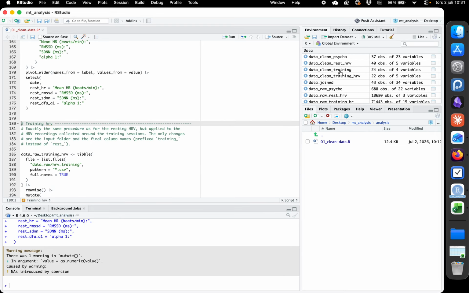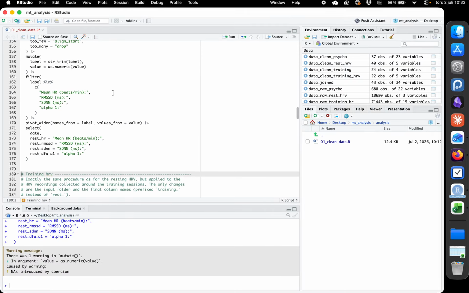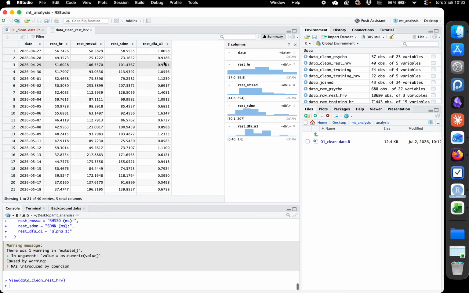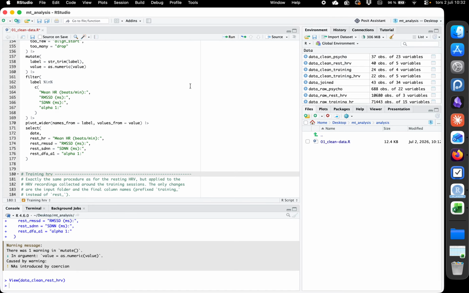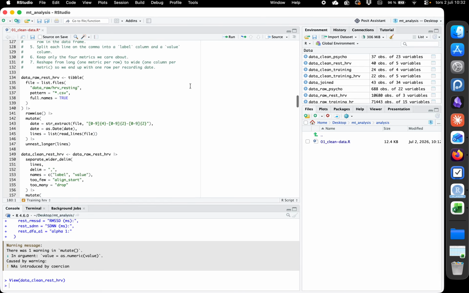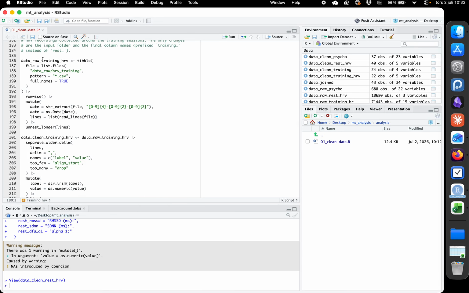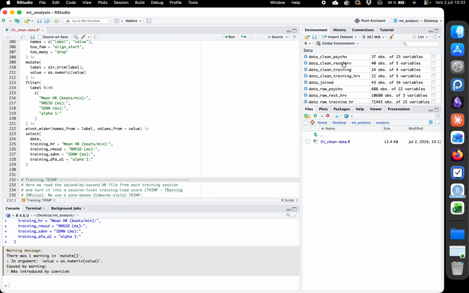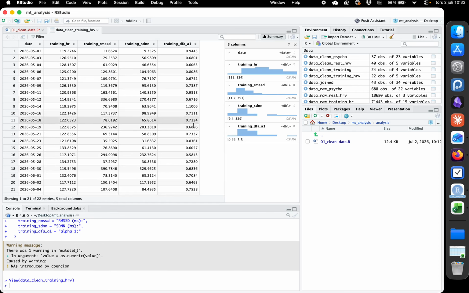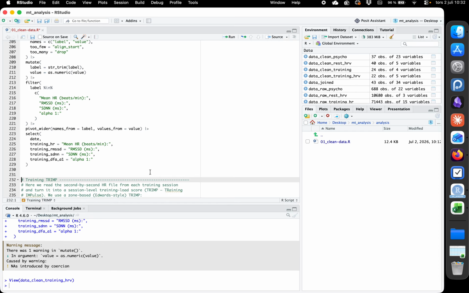training, sorry, this data clean resting HRV. You will see that we have for each date here the HRV data for rest, and then we see the training HRV. Same here, we run and we check the data cleaning, data clean training HRV, and we have the HRV data for the training.